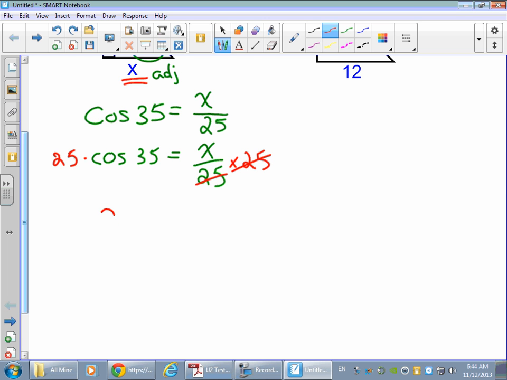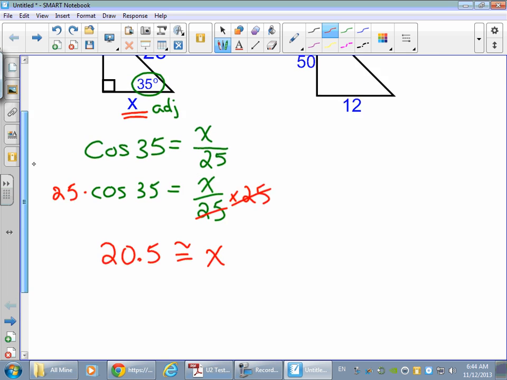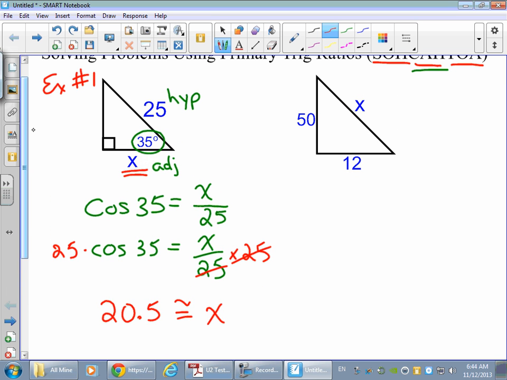And assuming I did it correctly, albeit quickly, 20.5 is approximately my answer. So if this is 25 up here, I've got 20.5 for my x. So again, pretty straightforward stuff. Example 2.